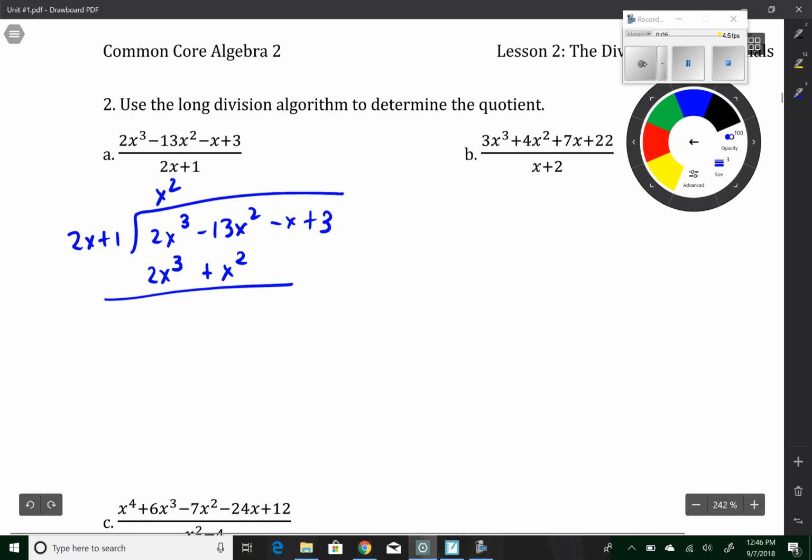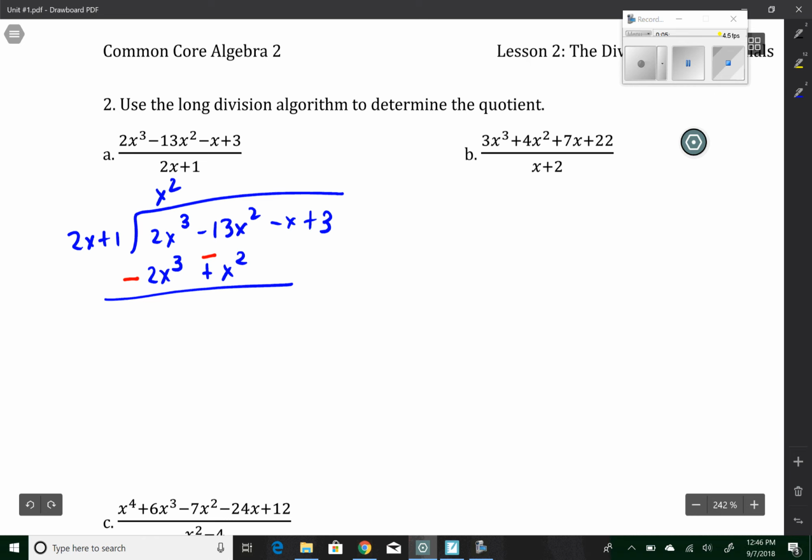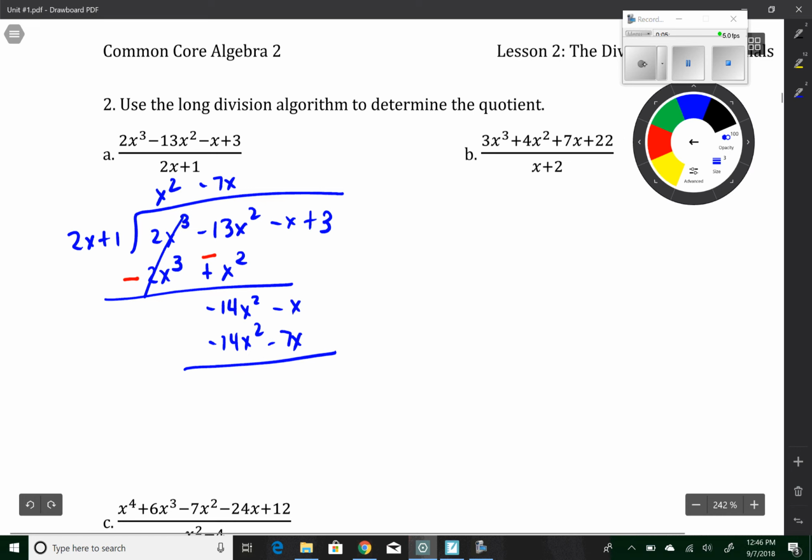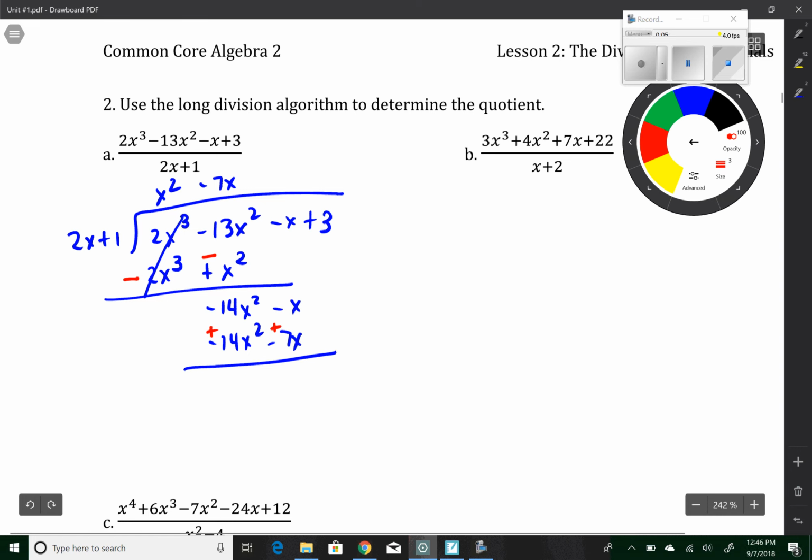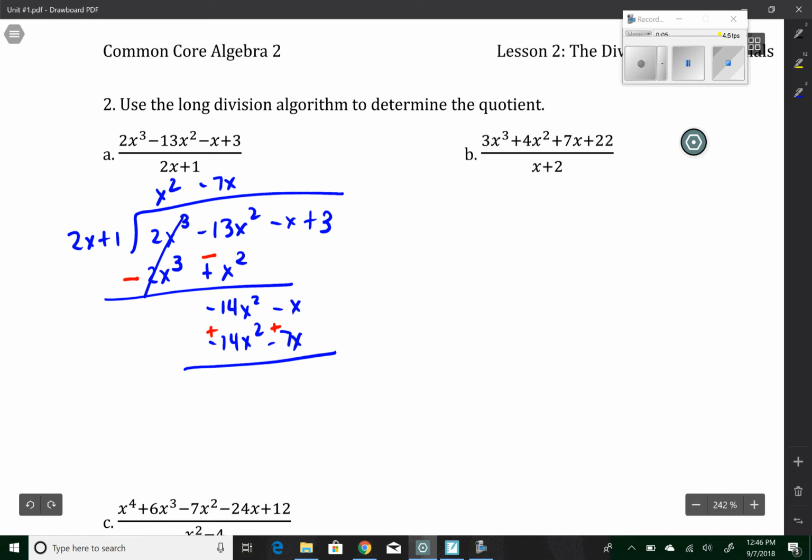Remember here we're subtracting, so this becomes a minus and a minus. These cancel, so I'm left with negative 14x squared minus x. Minus 7x would make sense there to use. Again, we're subtracting, so those negatives become positives. Keep that in mind as we keep going. These cancel. 6x plus 3 is what's remaining, and I can multiply that just by 3, and I get the same thing, so no remainder.